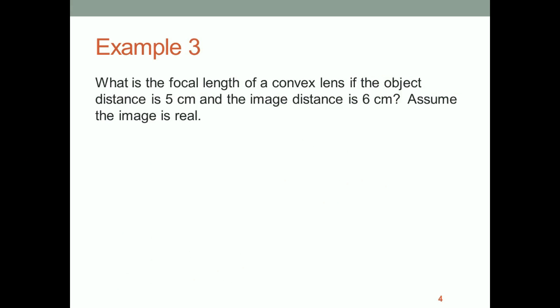In my last example, I have an unknown lens. I'm told it's convex and that the object is 5 centimeters away, the image is 6 centimeters away, and I should assume that it's real. So do is 5 centimeters. di is going to be a plus 6 centimeters because it's real. And to find the focal length, I have to use that 1 over f equals 1 over the object distance plus 1 over the image distance.